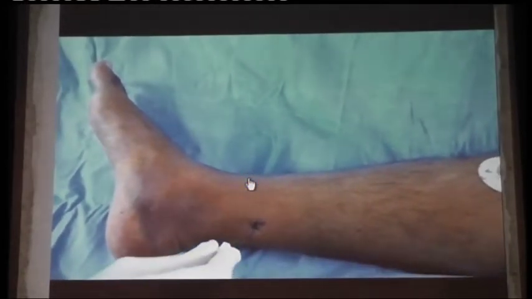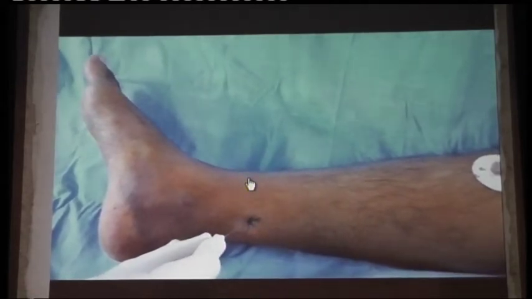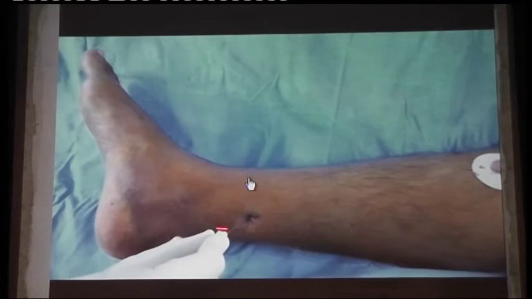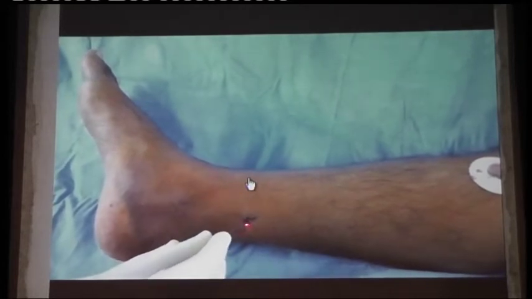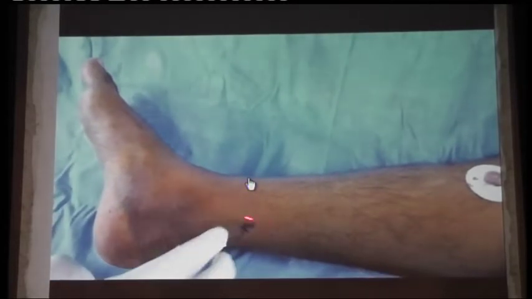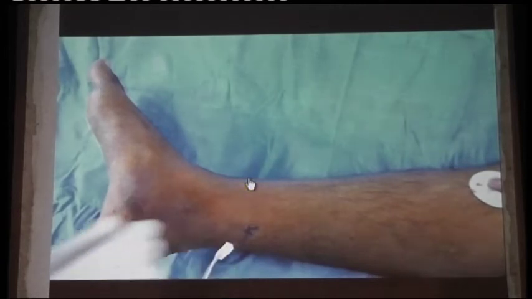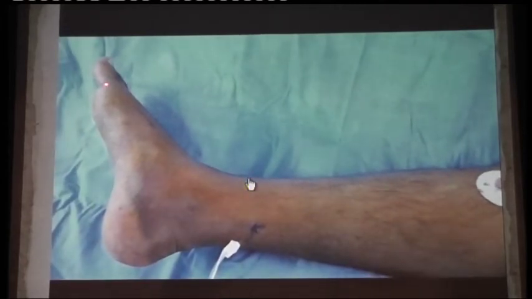This is the video of tibial block. You can see the landmark. This is the tendo achilis. I am slightly anterior to the anteromedial border, 4 to 5 centimeters above the medial malleolus. This is the response.